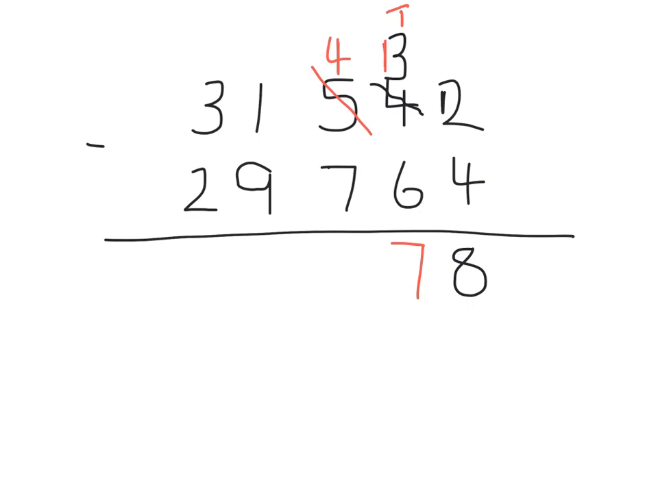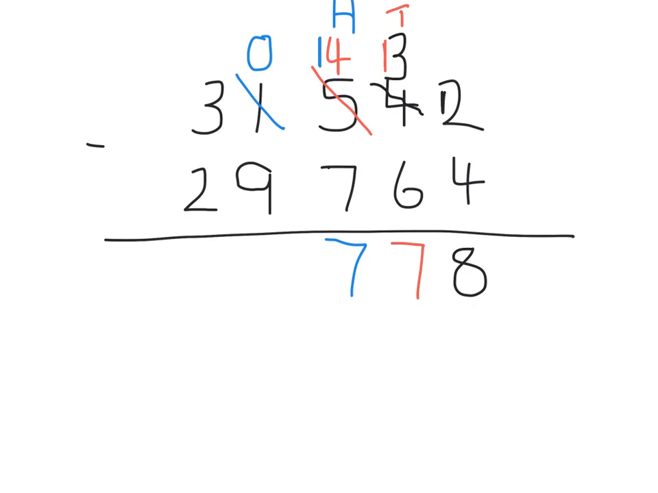Then what I'm going to do is I'm going to take away my hundreds. So I can see I can't take 4 away from 7. So I'm going to need to borrow from the thousands column. So I've got 1,000 here, so I'm going to borrow that 1,000 and turn it back into hundreds. So it's going to be 14 hundreds. So 14 take away 7 is 7.